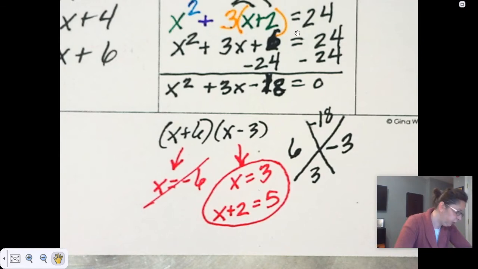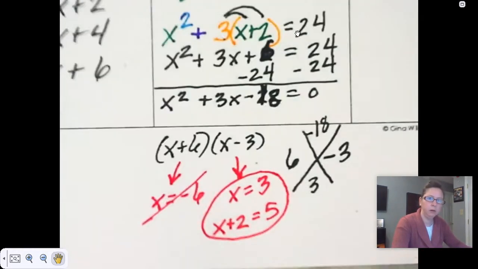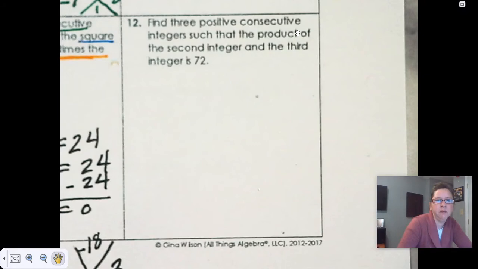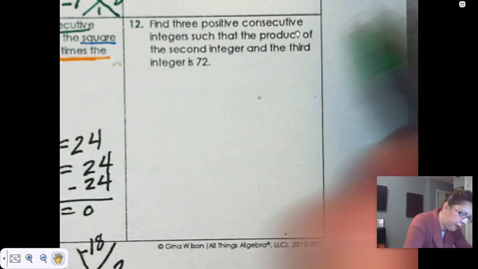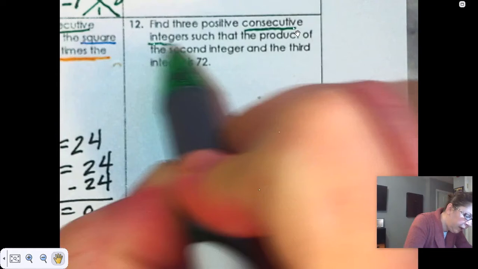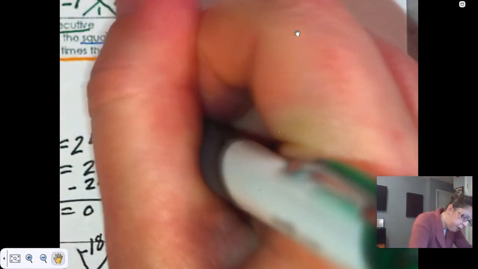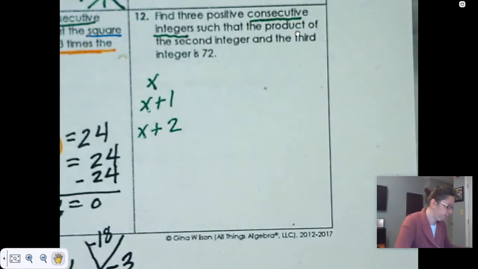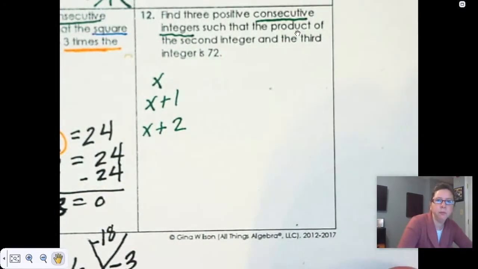Let's do this number 12 here as well, right next to it. Okay, so I wanted to do this one because it gives you an example of 3 consecutive integers. So let's go back to translating. Find 3 consecutive integers. So consecutive, I'm just going to have x, x plus 1, and x plus 2. Those are my 3 numbers.